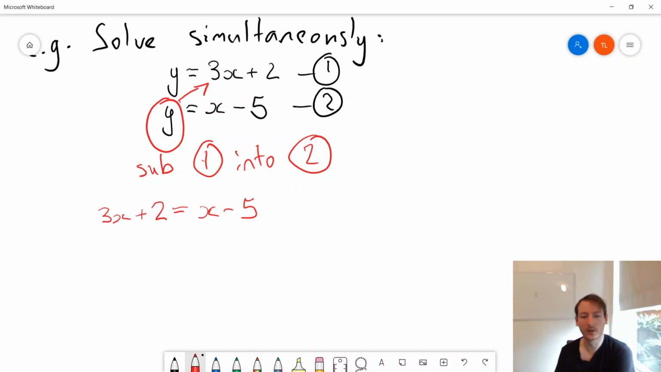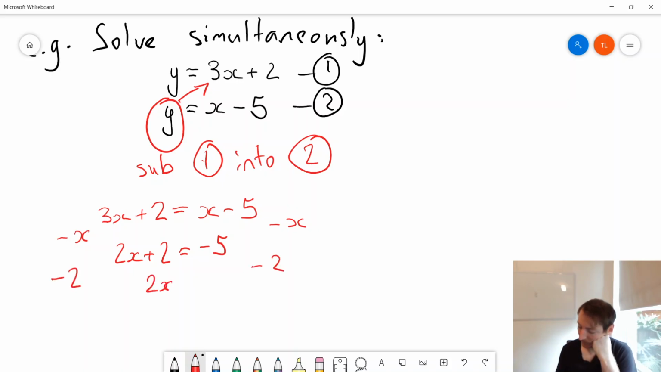Now make sure you're on the same page at this point. You might need to pause it and just think about it a bit. If that y is equal to this, then this y must also be equal to this, and so I can write it instead of y. Now I've got an equation with pronumerals on both sides. So I'm going to take x away from both sides. I'm left with 2x plus 2 equals negative 5. Take away 2. 2x equals negative 7. Divide by 2. x equals negative 7 over 2.